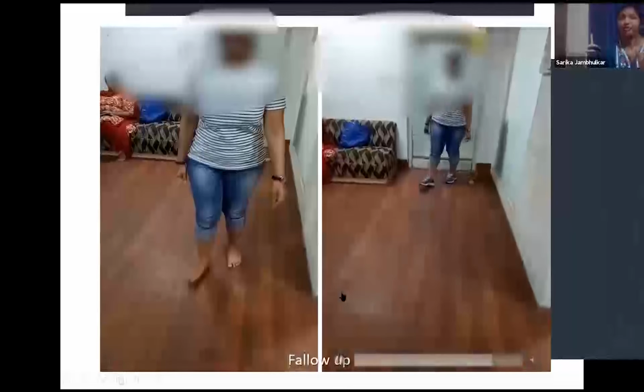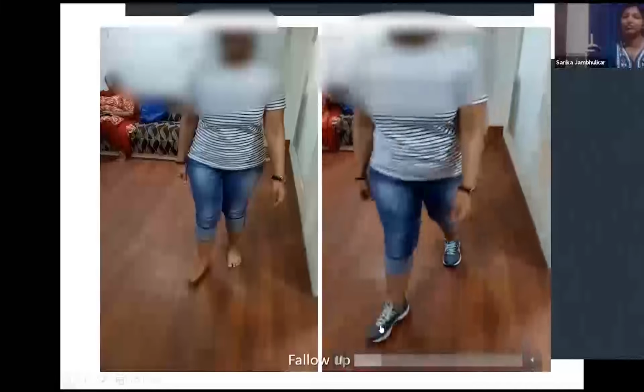So in just 15 days, the patient who was really limping badly, in the follow-up visit, even barefoot, was much better. But with the sport shoes and proper orthotics, she is walking like nobody will be able to even make out that she has any problem.